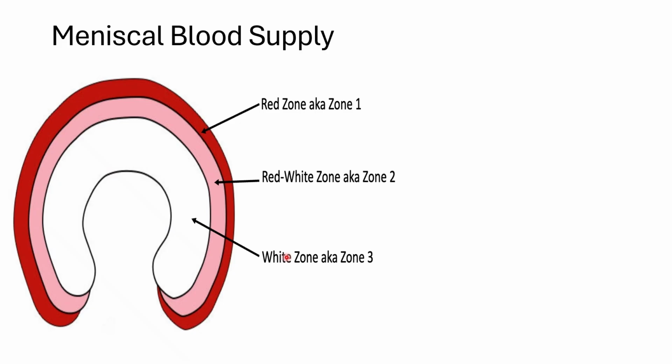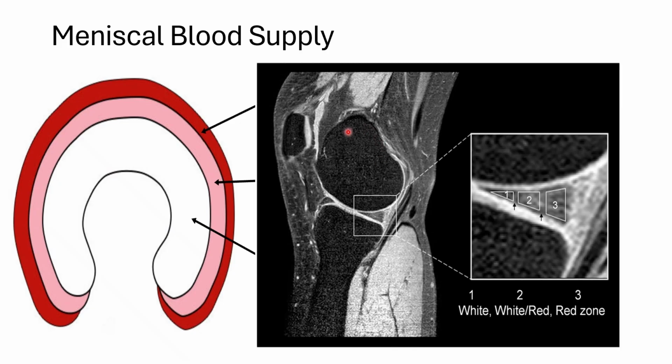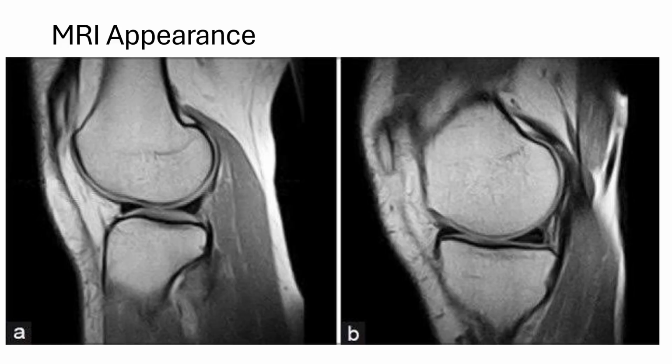So often requires partial meniscectomy if symptomatic. This is the MRI sagittal image showing this one, the inner one, is the white zone. Then this is the red-white zone and the outer one is the red zone. So the outer has the good healing potential.